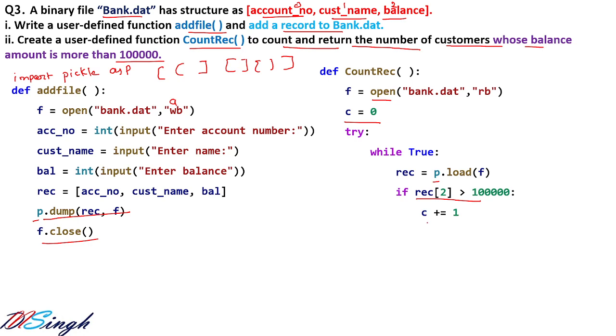Once you are done with it, next is the except block. Whatever error is generated, EOF, end of file error, due to which this loop will terminate and control will come out to the except block, and here you close the file pointer. So that is a complete question for 5 marks. We are going to return that count which we have incremented here, which holds all such customers who have a balance of more than 1 lakh.